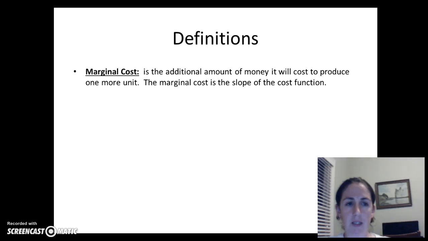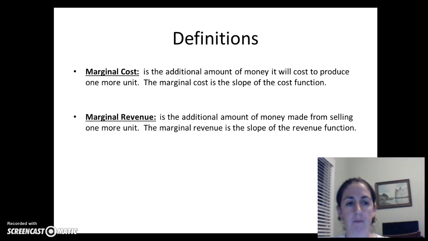More definitions. Now we're going to talk about this magical word called marginal. You'll see this again in business calc. Marginal cost is the additional amount of money it will cost to produce one more unit. So as you're making your product, your marginal cost is going to tell you how much it will be to make one more. The marginal cost is just the slope of the cost function.